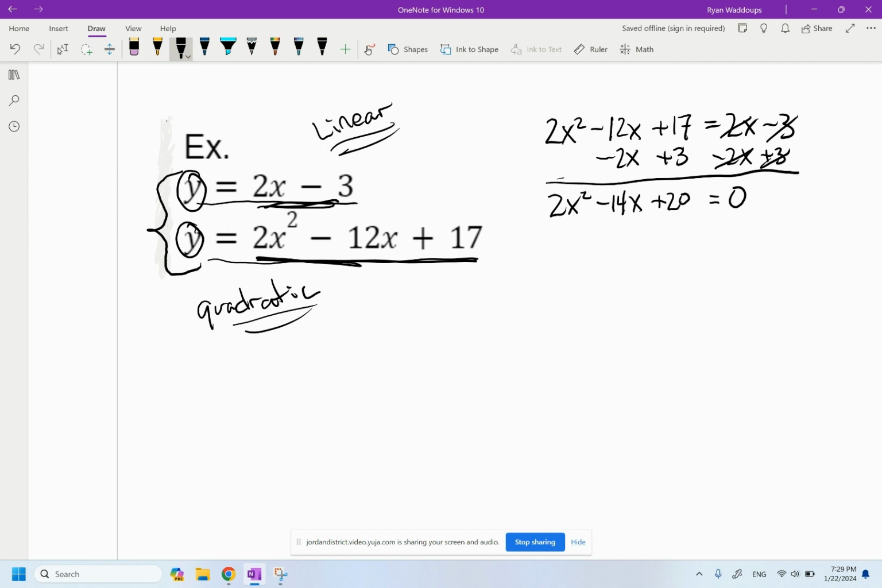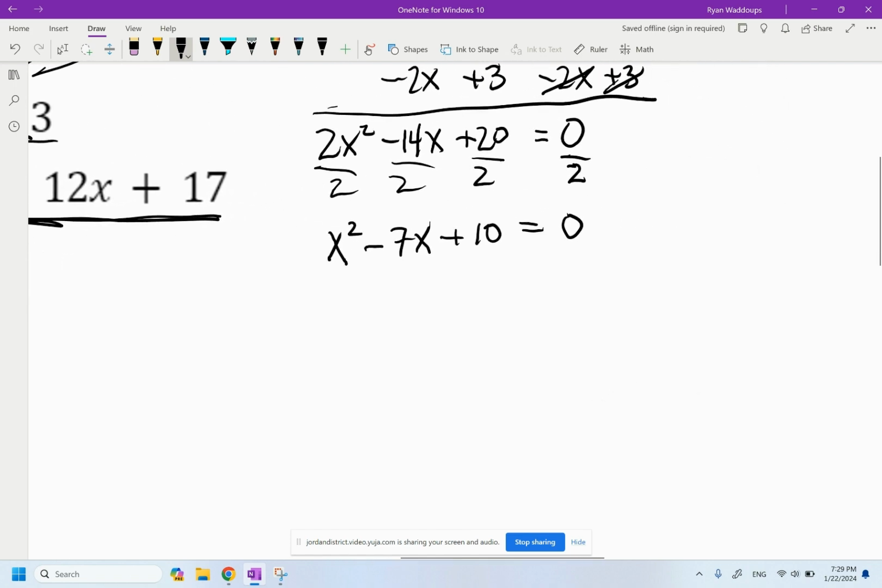And now I'm going to try to find the values of x that make this true. Because all of these have a 2, I think I'm going to try to see if I can solve it by factoring. I'm going to first divide out everything in here by 2, including the other side. And so as a result, I get x squared minus 7x plus 10 equals 0.